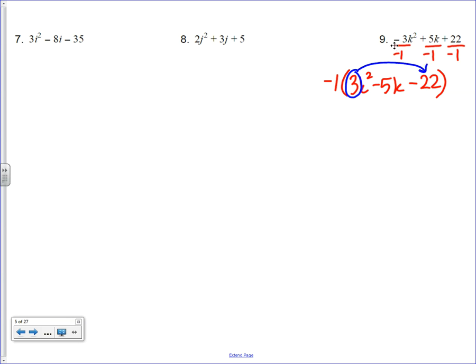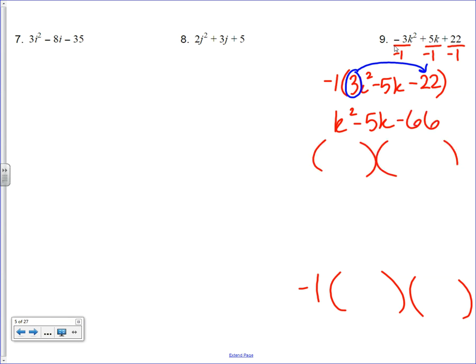Now, folks, remember, this -1 means nothing to me until the very, very end, okay? When you slide that back there, I get k squared minus 5k. What do you get right there? -66. So if I make my two binomials, what are you going to start them with? And you're asking yourself for factors of 66 that will subtract to 5. What factors of 66 will subtract to 5?